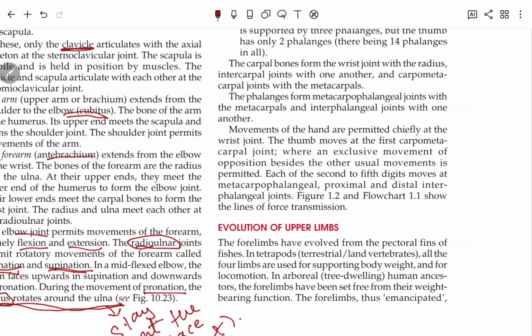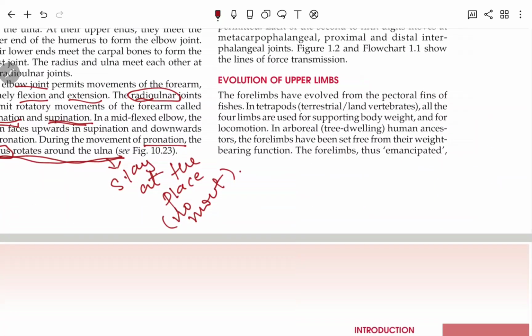Movement of hand is permitted chiefly at the wrist joint. The thumb moves at the first carpometacarpal joint, where exclusive movement of opposition besides the other usual movements is permitted. Each of the second to fifth digits move at metacarpophalangeal, proximal and distal interphalangeal joints.